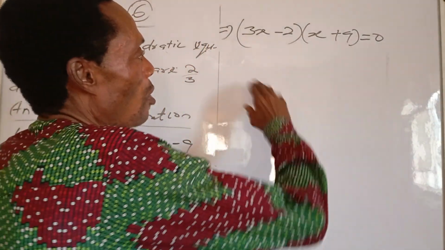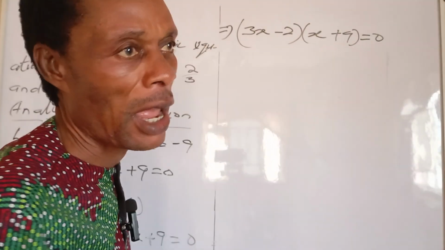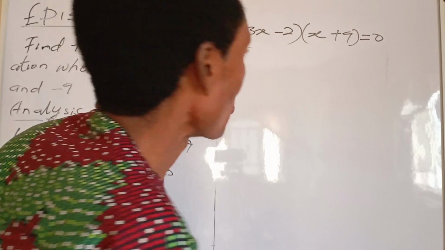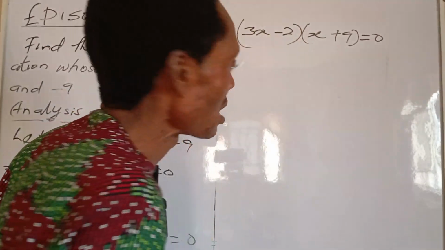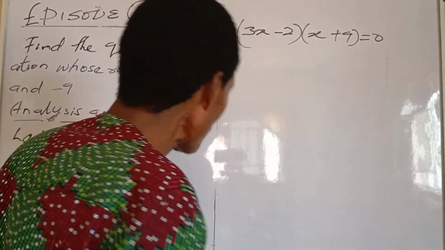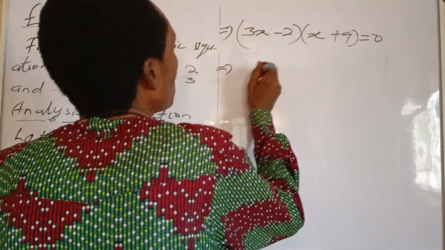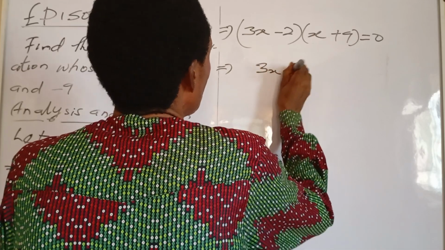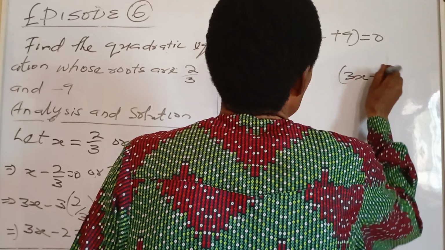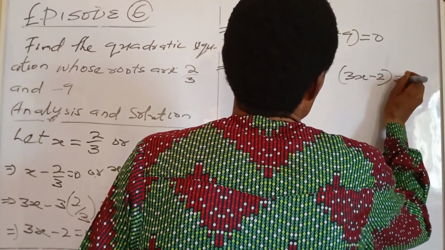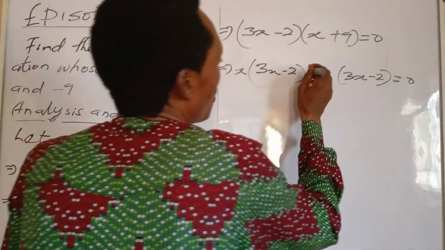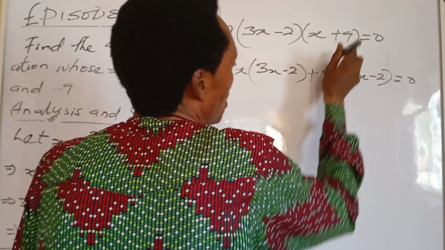But there is need for us to expand it to get the required equation. We can choose any of the brackets as our common factor. Let me just choose the first bracket as my common factor. I will write it in twos: 3x minus 2 equals 0, then from here write x plus 9.